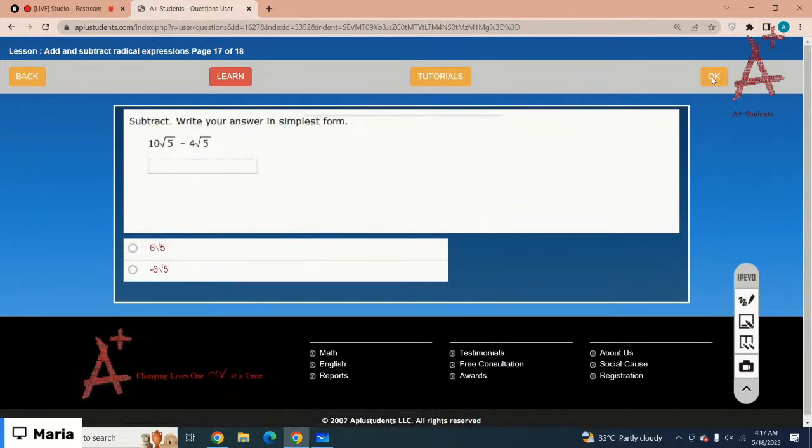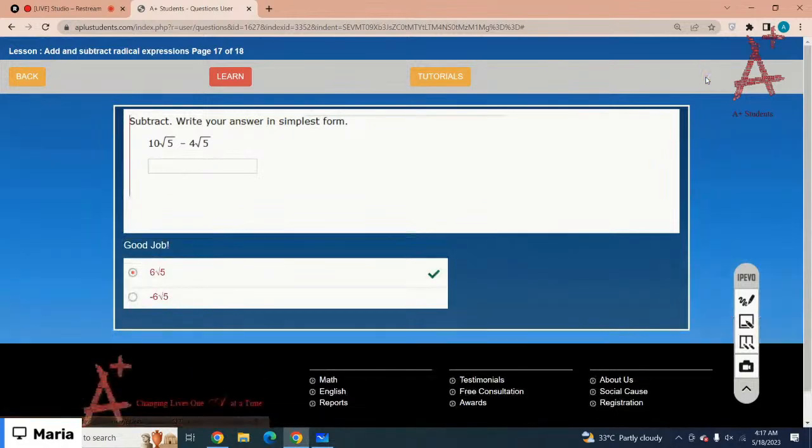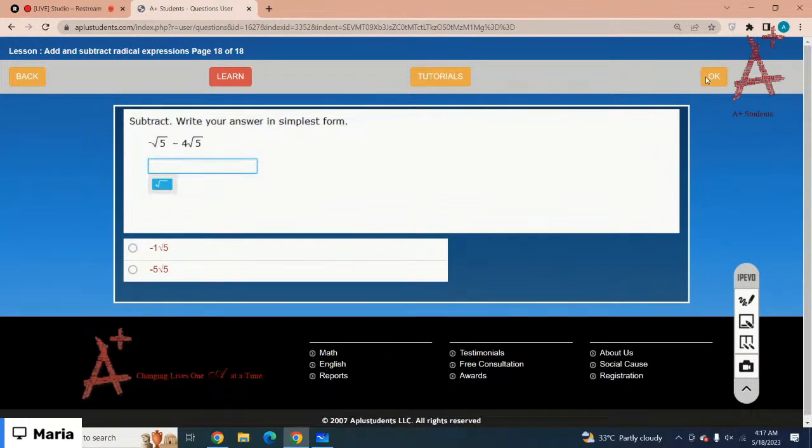10 square root 5 minus 4 square root 5. So which is the correct option? 10 minus 4 is 6. So it would be 6 square root 5. Option number 1 is the correct option. Okay, negative 1 square root 5 minus 4 square root 5. So which is the correct option?